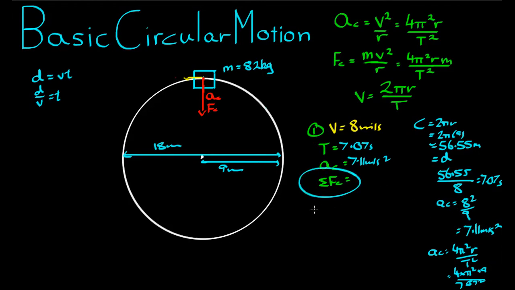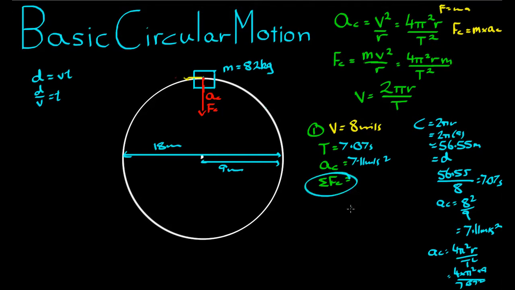Finally, the net force. We know Newton's law, F is equal to ma. Therefore, F_c, the centripetal force, is equal to the mass times the centripetal acceleration. That's why this formula here and this formula here are the same, except the second one is multiplied by m. And the same goes there. The second one is multiplied by m.